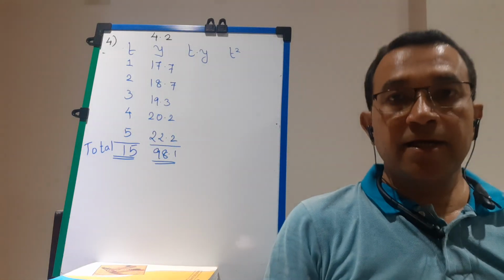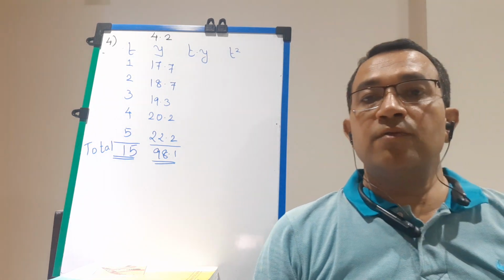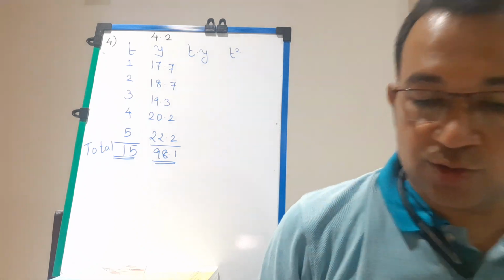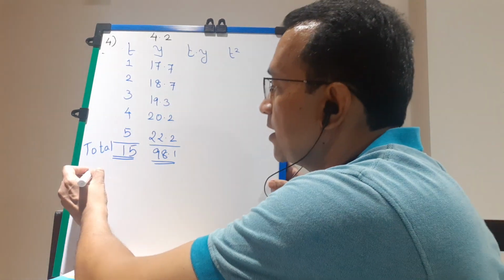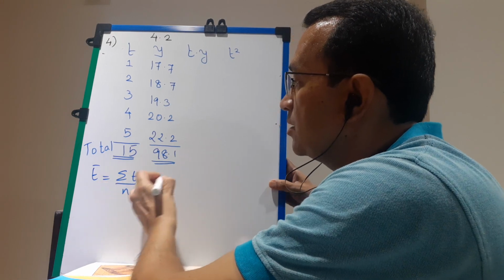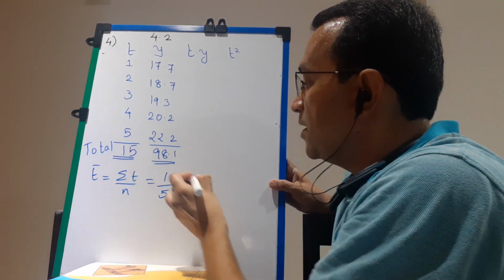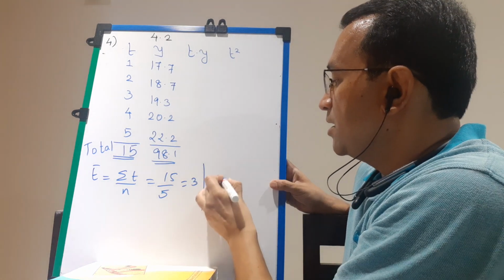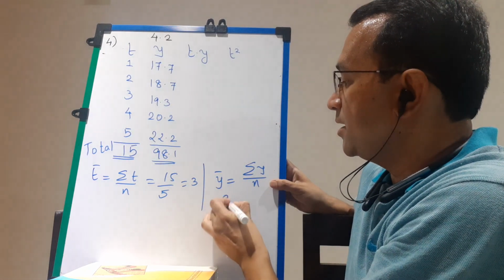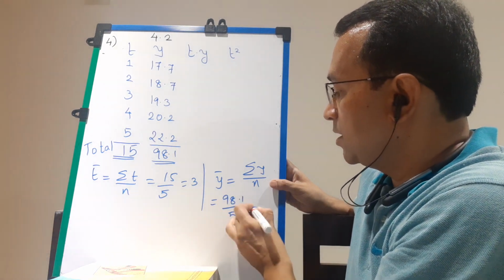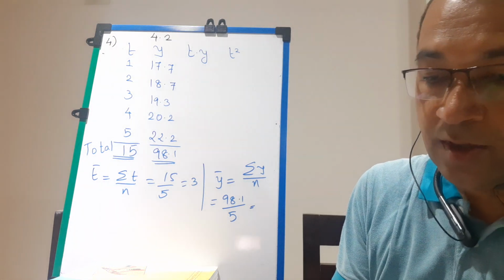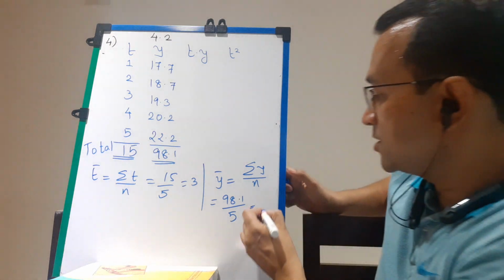Now, students, as you know, we always find first T bar and Y bar. So, students, the formula for T bar is sigma T upon N. So 15 divided by 5, so 3. And Y bar will be sigma Y upon N, 98.1 divided by 5, students, and that value turns out to be 19.62.